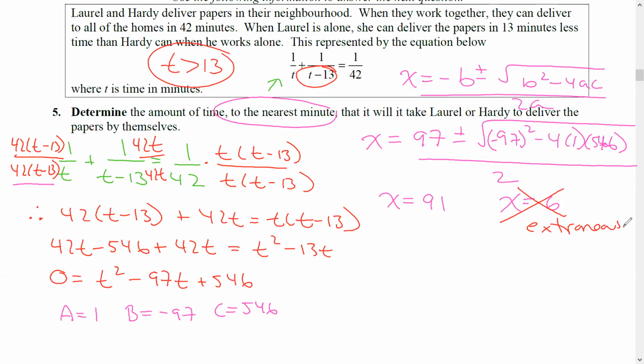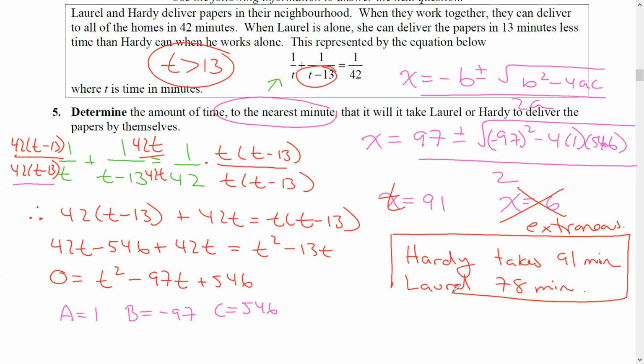So the 2 times that I'm going to have here, this should actually even say t. So it says, what are the 2 times? Well, Hardy, that's who I just found here, Hardy, that's his time, takes 91 minutes, and Laurel takes 13 minutes less, so that sounds like 78 minutes. There we are.